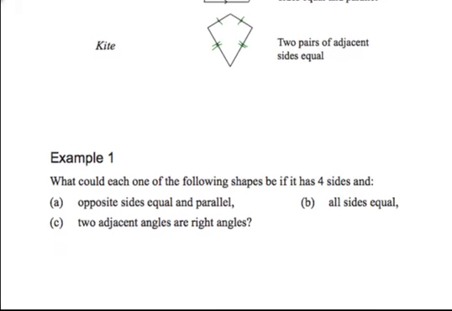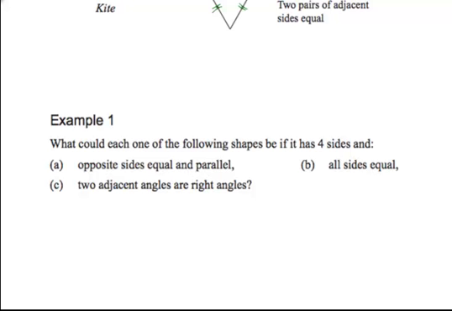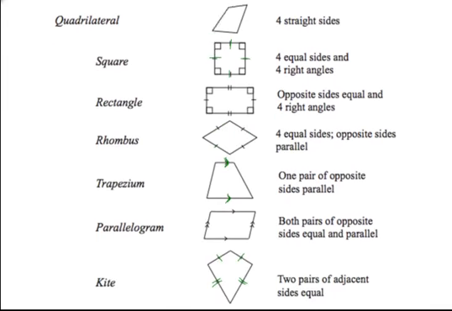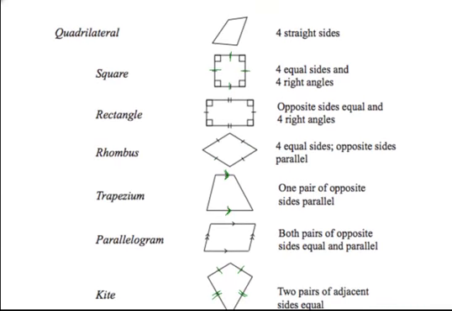Of course there's a whole bunch of questions we can ask about shapes. Here's one as an example. What could each one of the following shapes be if it has 4 sides? Part A would be opposite sides are equal and parallel. So it says 4 sides, we know we're looking at quadrilaterals. Opposite sides are equal and parallel.